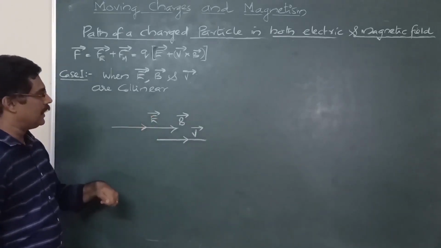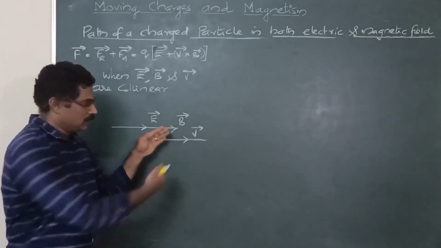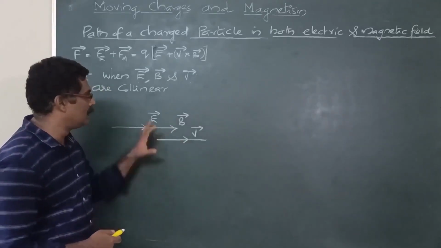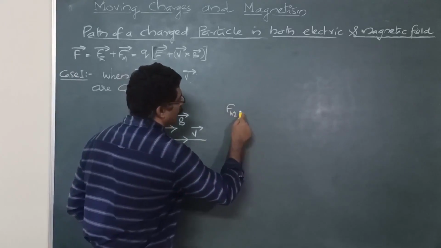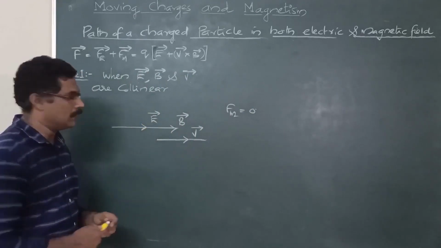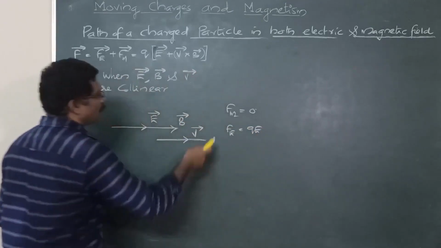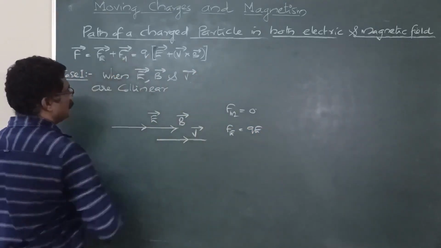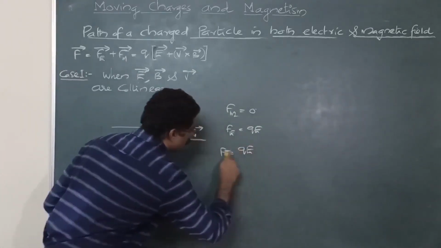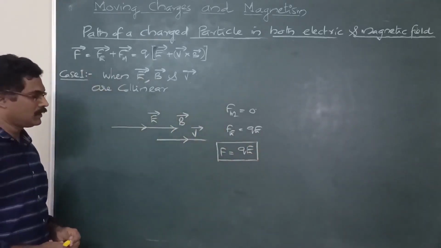In this case, we can say the magnetic Lorentz force is 0 because theta equal to 0. If they are opposite, theta is equal to 180. Okay, collinear means theta equal to 0 or 180. So here the magnetic Lorentz force acting on the particle is 0. But due to the electric field, it experiences electrostatic force, and electrostatic force is equal to QE. So the total force is what? Only due to the electrostatic field, and the total force is given by Q into E. So this is the net force acting on the charged particle in this case.